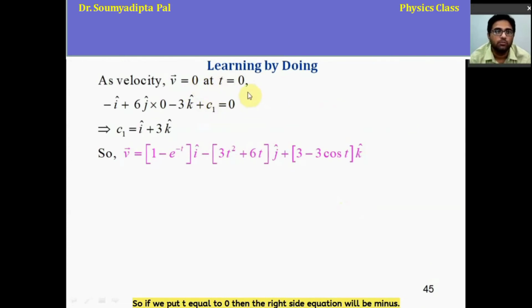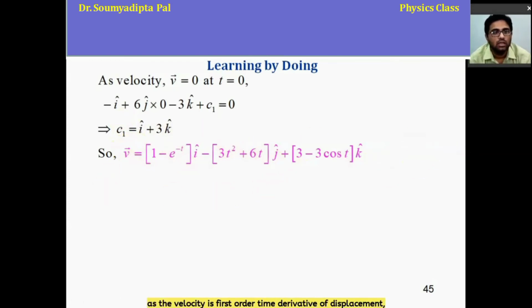So if we put t equal to 0, then the right side will be minus i plus 6j into 0 minus 3k plus c1 equal to 0, because the left side was the velocity v. Then we get c1, that is i plus 3k. And if we put this c1 in the form of v, then we get this form of velocity. This is the final form of velocity.